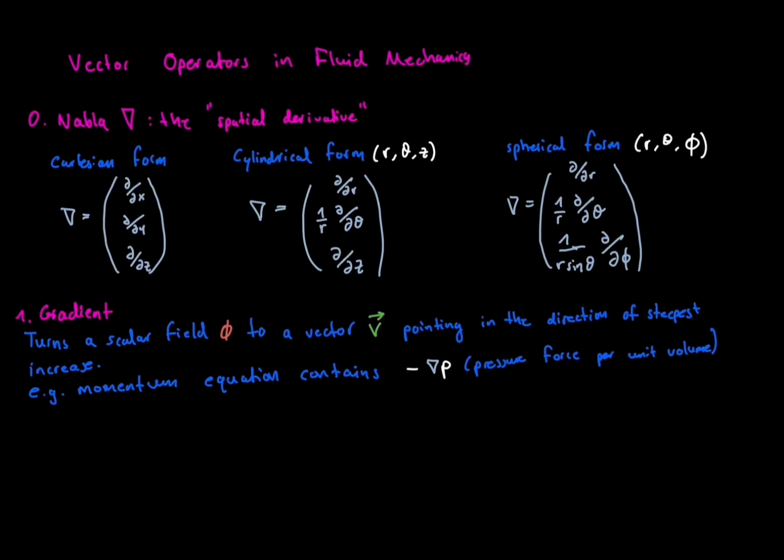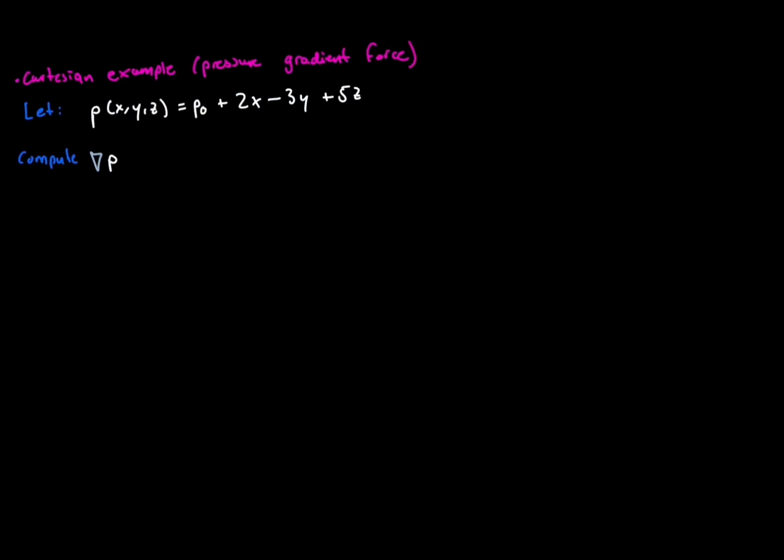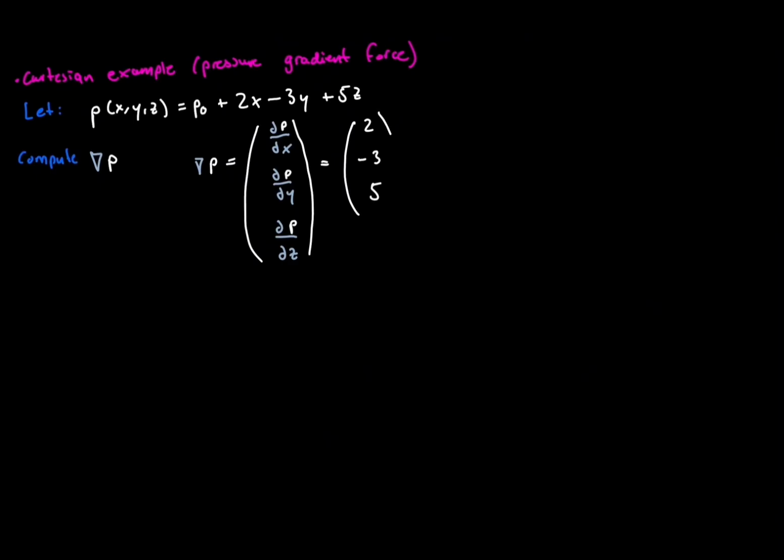Now the gradient. The gradient of a scalar field is nabla applied to that scalar. In Cartesian coordinates, let pressure equal P0 plus 2x minus 3y plus 5z. Differentiate with respect to x to get 2, with respect to y to get minus 3, with respect to z to get 5. The gradient is the vector (2, -3, 5). In the momentum equation, minus the gradient of pressure is the pressure force per unit volume. Pressure pushes fluid toward lower pressure.